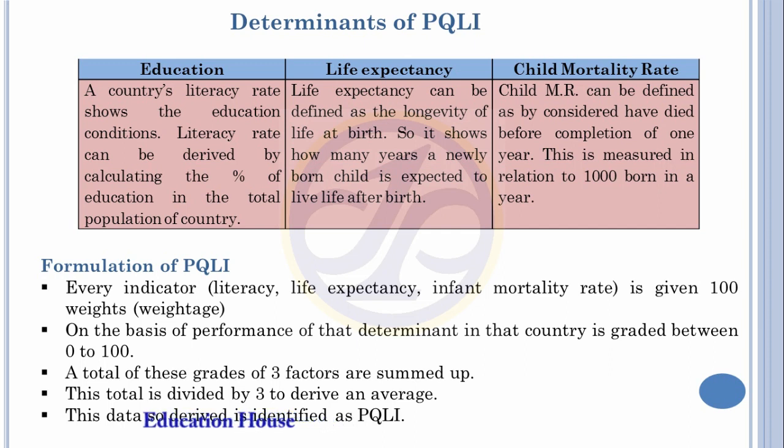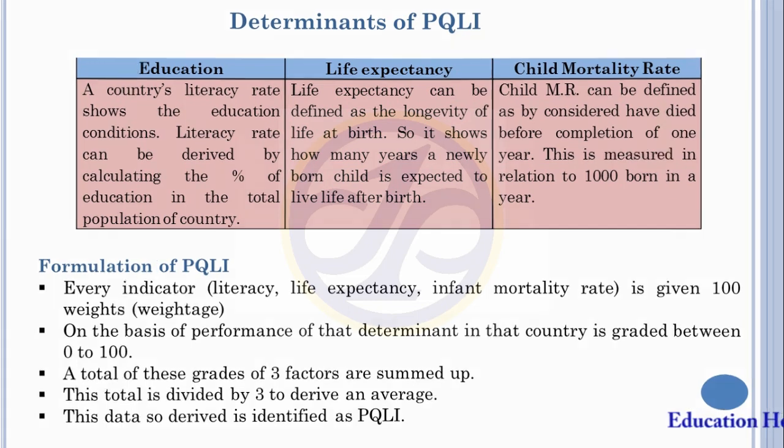Another topic is how the PQLI is formulated. Every indicator is given a weightage of 100. According to that weightage, its grade is collected from 0 to 100. We take the average of the three grades, and whatever index is prepared is called the PQLI. If PQLI is nearer to 0, then the economic development of the country is worst. And if PQLI is nearer to 100, then the economic development of the country is better.